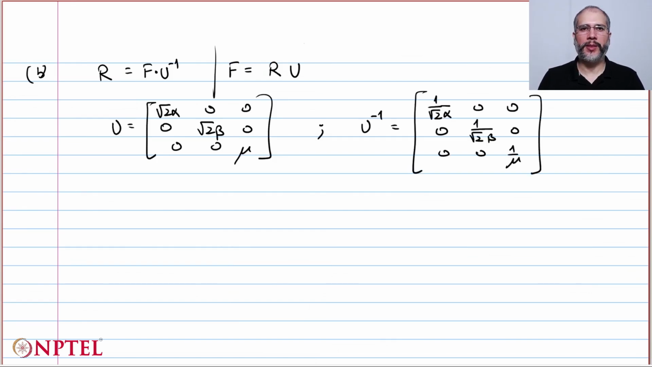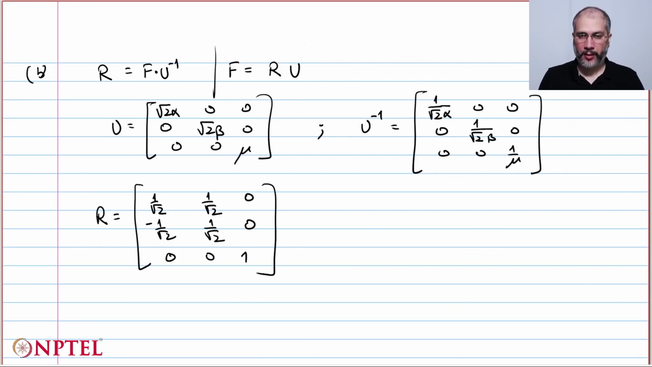So basically, we get the reciprocal of the diagonals in the U inverse for a diagonal matrix. So when we substitute these, we get the R, or the rotation matrix, as this. So this completes part 2.